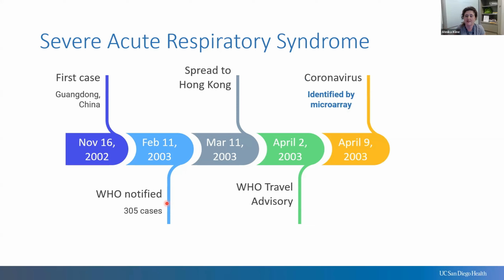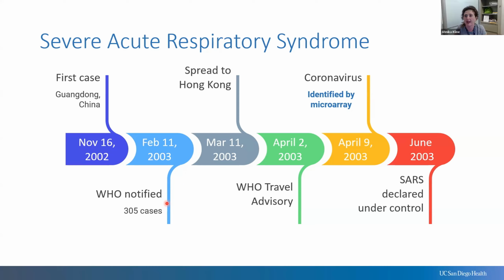Then it was identified as a coronavirus at this point. It was thought to be a virus that caused an acute respiratory syndrome, identified by microarray on April 9th, 2003. They actually had some data a little before that likely suggesting it was a coronavirus, but we'll use the April 9th date. That was about 5 months after the original first cases, and certainly 2 months after the WHO found out about the virus. That was thought to be pretty groundbreaking at the time, that we were able to identify it so quickly.